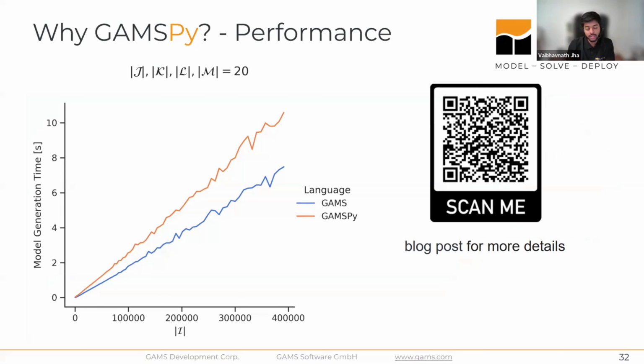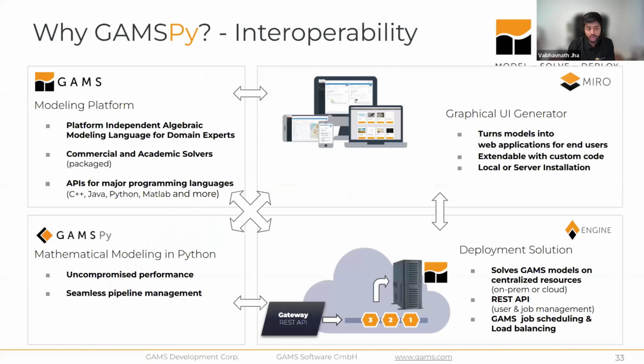And now, considering all the other properties, it does not mean that we are sacrificing performance. As you can see in the plot, the difference between the performance of GAMS and GAMSPy in generating large sets with hundreds of thousands of indices is small. You can read more about this analysis in the blog article, where we compare the performance of GAMSPy with other libraries. And we also looked at interoperability, how easy it was to translate a GAMSPy model into LaTeX or back to GAMS, or how easy it was to generate a UI using MIRO.